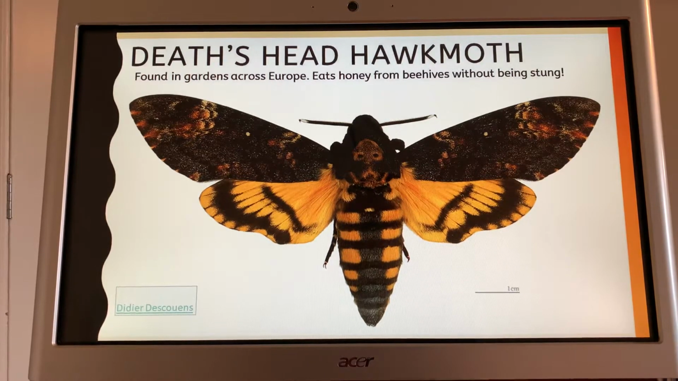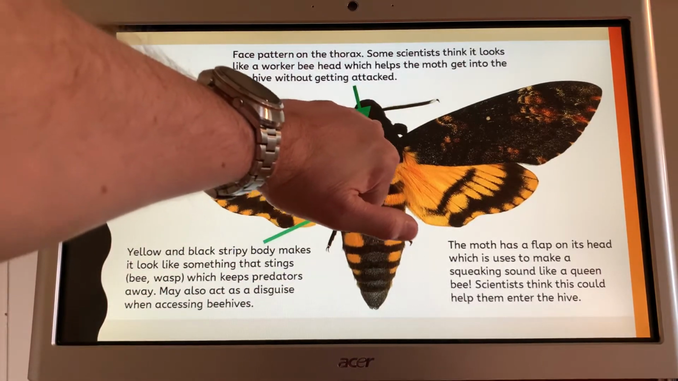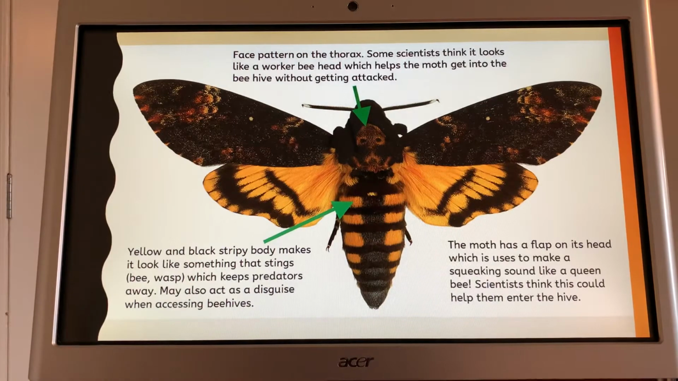Maybe look at its coloration and the patterns. It's very distinct. The face pattern on the thorax, we can see almost two eyes just there. Some scientists think it looks like a worker bee head, which helps the moth get into the beehive without getting attacked. Yellow and black stripy body makes it look like something that stings, a bee or a wasp, which keeps predators away. It may also act as a disguise when accessing beehives, so that is maybe how it can get into the beehive and eat the honey.